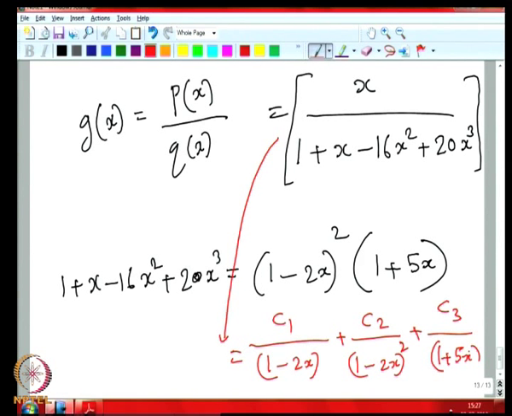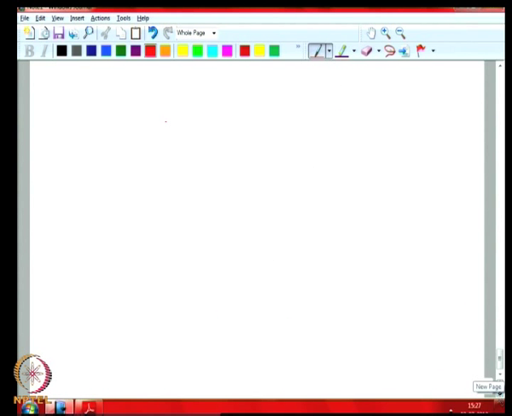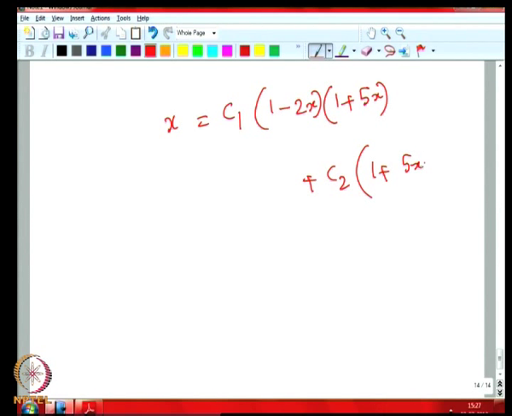Now the same thing we did last time, right, equate the numerator. The numerator is x here, so x equals c1 times, this is routine stuff, (1 minus 2x)(1 plus 5x) plus c2 times (1 plus 5x) plus c3 times (1 minus 2x) whole square.